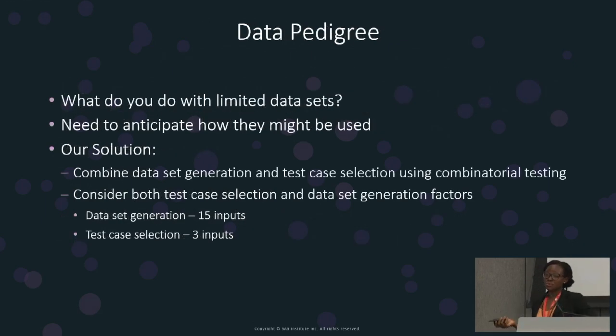So what do we do now when we're faced with the limited variety of data sets to use for testing? And different users have different needs and different ways in which they use the profiler. So how do we account for all these? Our solution was to combine dataset generation with test case selection using combinatorial testing. And after much deliberation, we settled on 15 dataset generation factors and 3 test case selection factors.